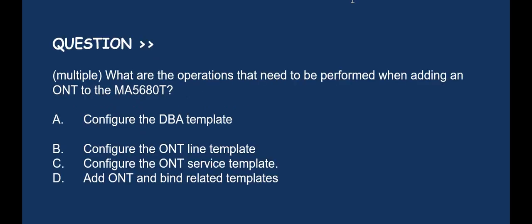The next question is, what are the operations that need to be performed when adding an ONT to the MA5680T? Options are, option A, configure the DBA template. Option B, configure the ONT line template. Option C, configure the ONT service template. Option D, add ONT and bind related templates. The correct answers are option A, B, C and D.